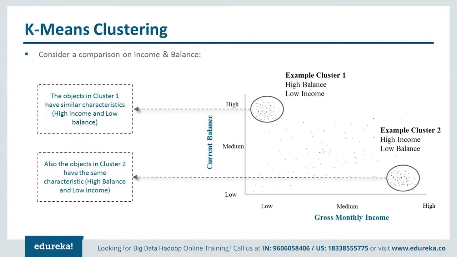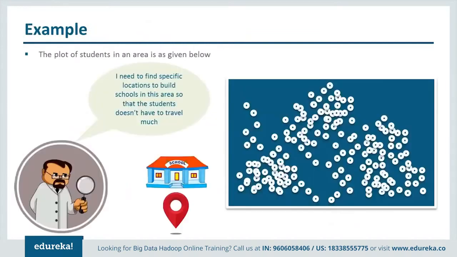You can see that all the points lying here have similar characteristics, that they have low income and high balance. And here are the people who share the same characteristics, where they have low balance and high income. There are a few outliers here and there, but they don't form a cluster. So this is an example of k-means clustering, and we'll be using that in order to solve our problems. Does anybody have any questions?